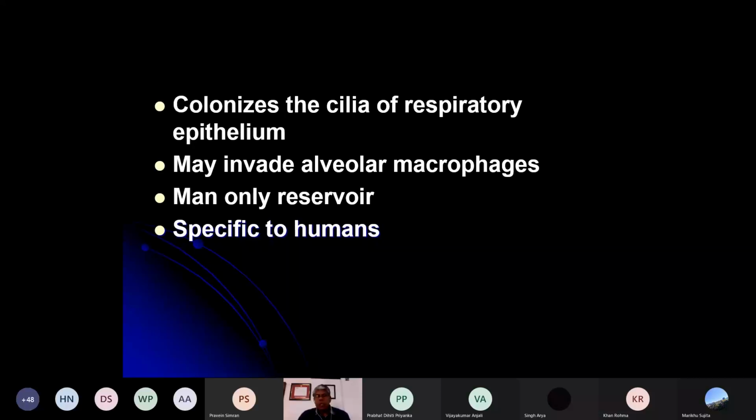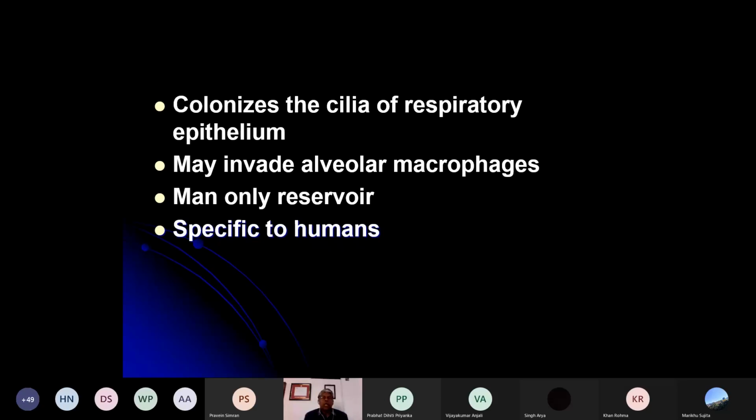This organism is not present in the environment. It is present only in the respiratory tracts of human beings. So we cannot get this infection from the environment. We have to be in contact, or we have to get this infection from someone who is harboring and carrying these organisms in the respiratory tract. And in the respiratory tract, this bacteria gets attached to the respiratory epithelium, particularly to the cilia of the respiratory epithelium. I hope you have been taught about the histology of the respiratory tract and which particular part of the respiratory tract has got ciliated epithelium. Just recall that location, and this is where the bacteria will get attached.